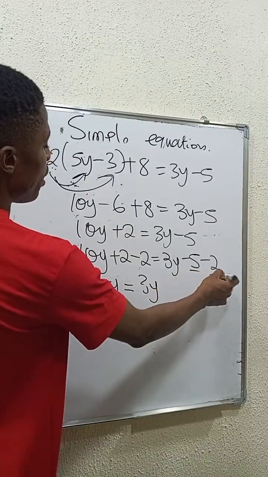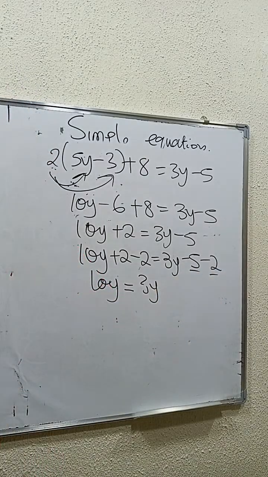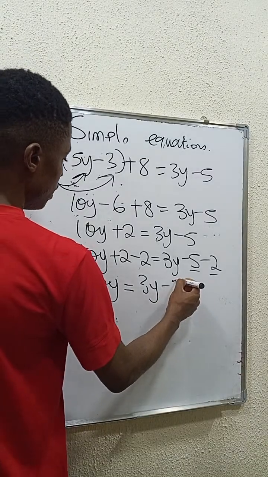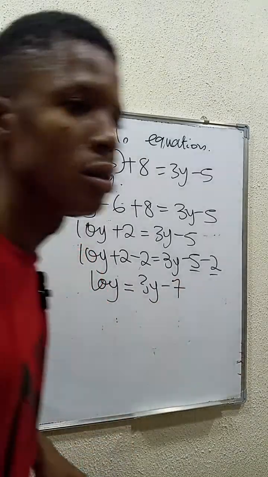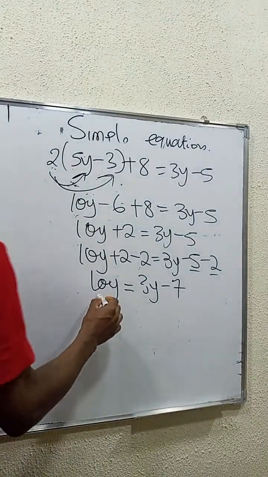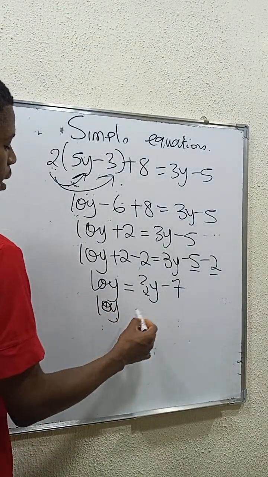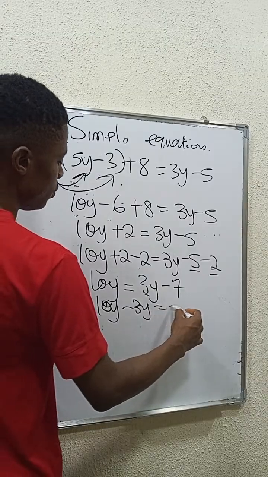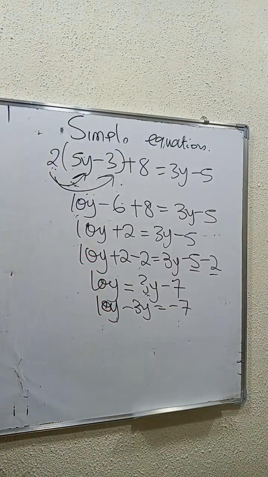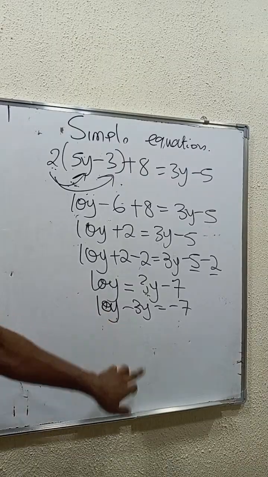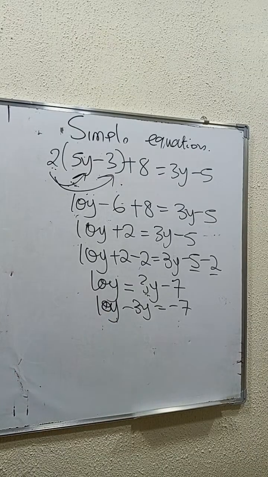What is minus 5 minus 2? Okay, minus 5 minus 2 is minus 7, right? Okay, so you have it as 10y, then we'll minus 3y, and that will be left with minus 7, right? So 10y minus 3y is what?